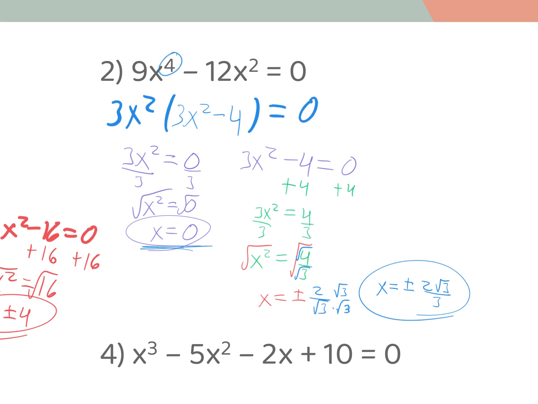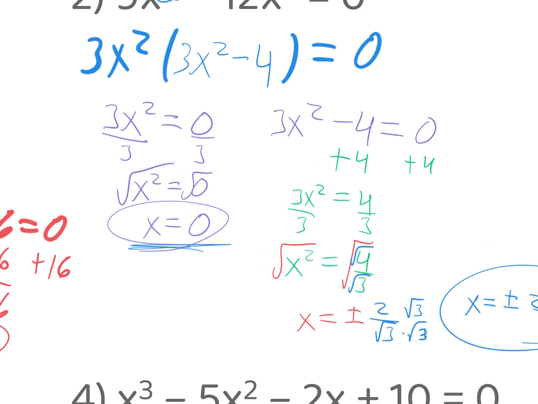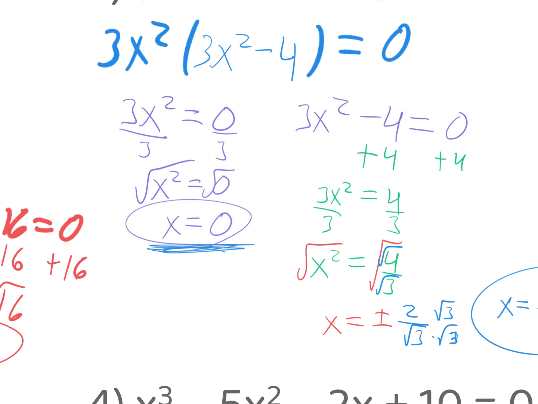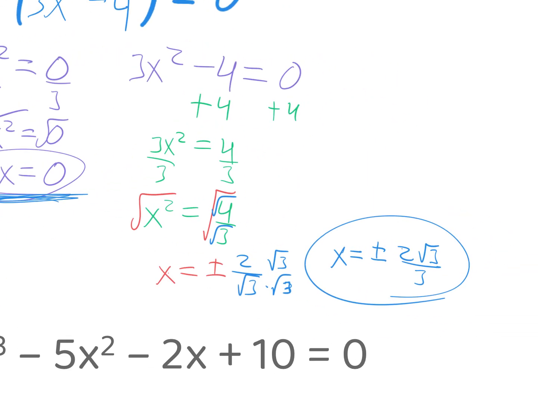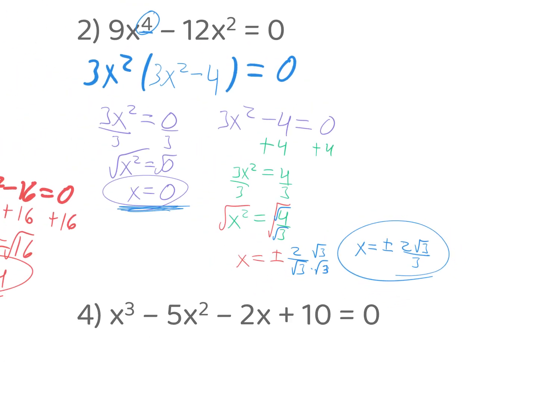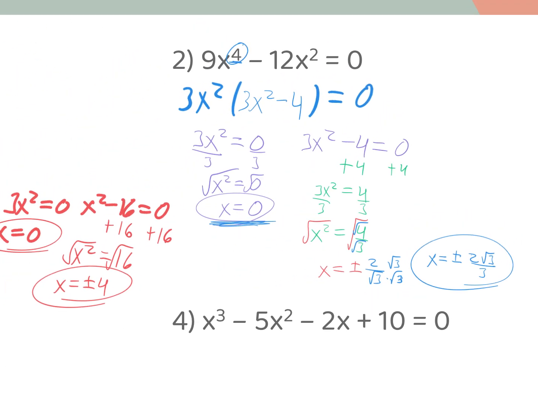Remember, the highest exponent gives you a clue as to how many answers you should get. So here the highest exponent over the variable is a 4. So we have 4 answers. You should expect to see 4 answers, but again, 0 we got from square rooting. So 0 shows up twice. Right, and then plus or minus 2 square root of 3 is your 2 answers. All right, are we okay with that one?